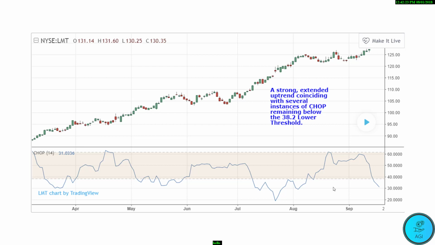Next one, this one. Really easy to see where we want to get in. Now, this one, obviously, it's between 60 and 20. That's just because the data doesn't go as high as 100. It does expand if there's more movement.